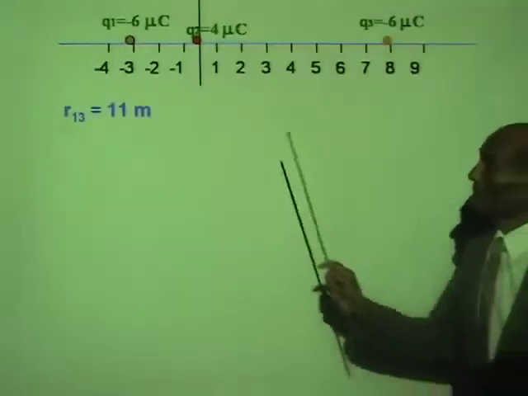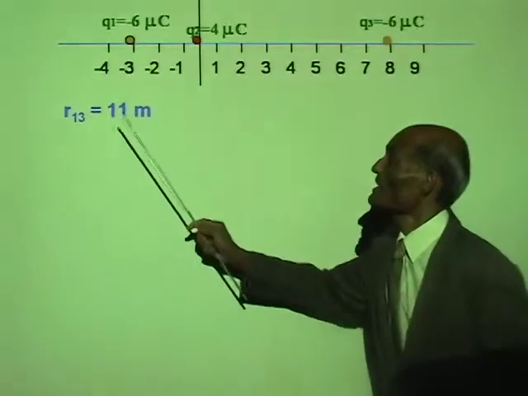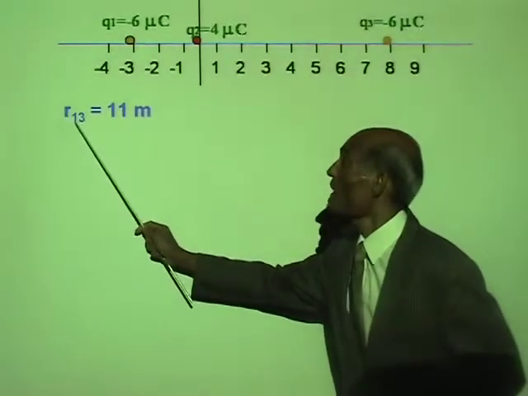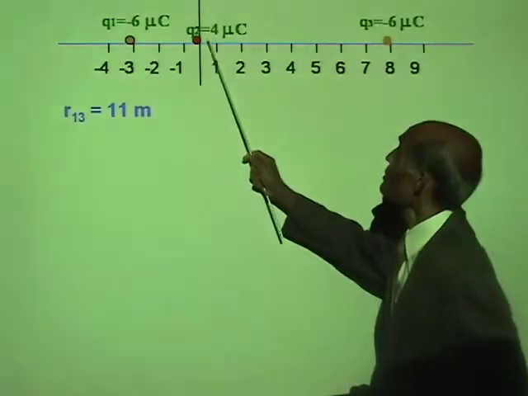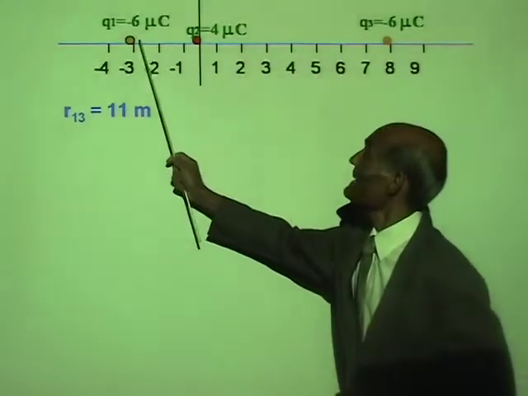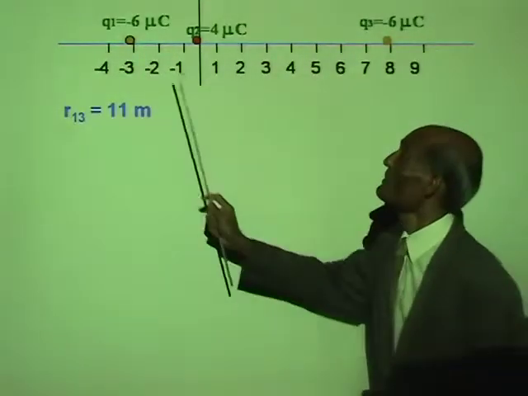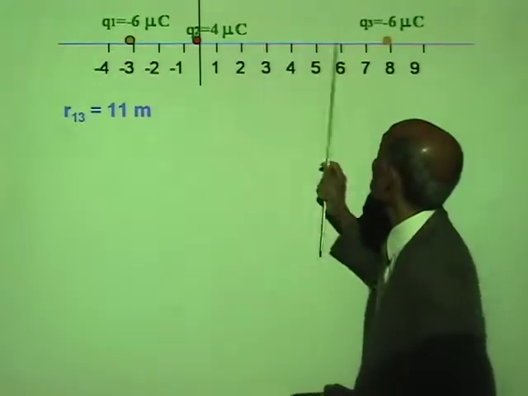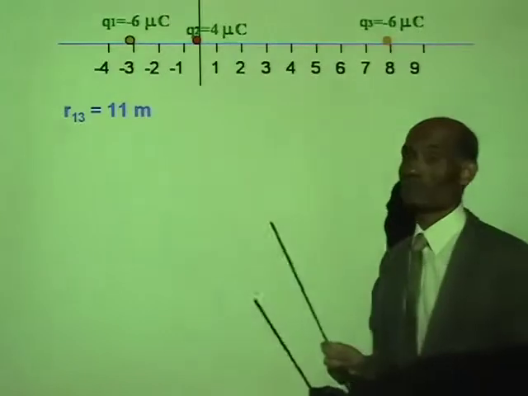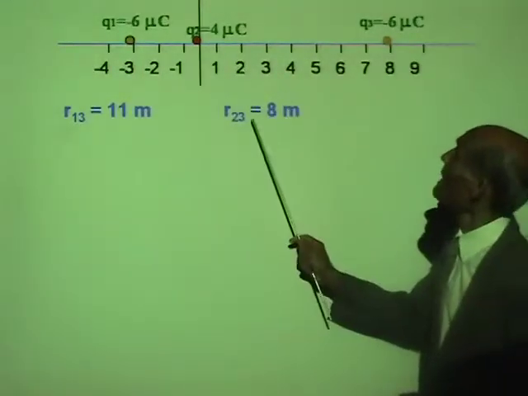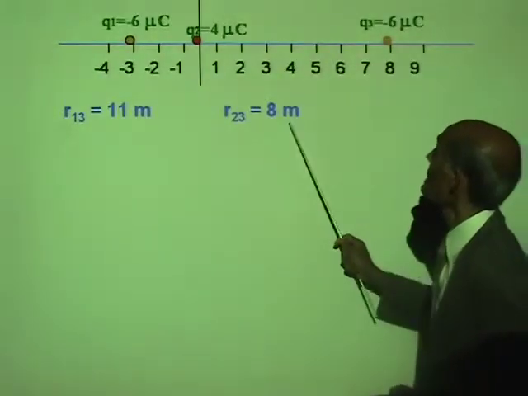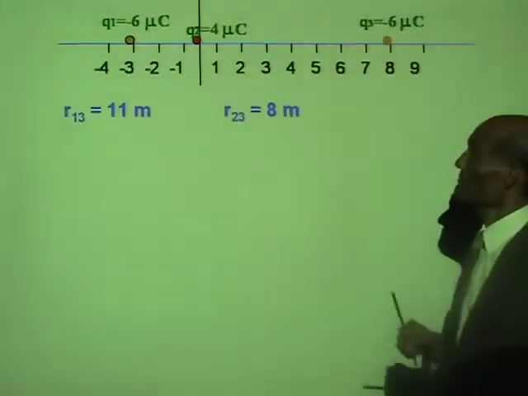Alright. What is R13 equal to? What does R13 stand for? The distance of Q1 from Q3. You can see Q3 is at x equal to 8. Q1 is at x equal to negative 3. Therefore, the distance from Q1 to Q3 is 8 plus 3, 11 meter. Alright, what is R23? The distance of Q2 from Q3 is 8 meter. That's no problem.